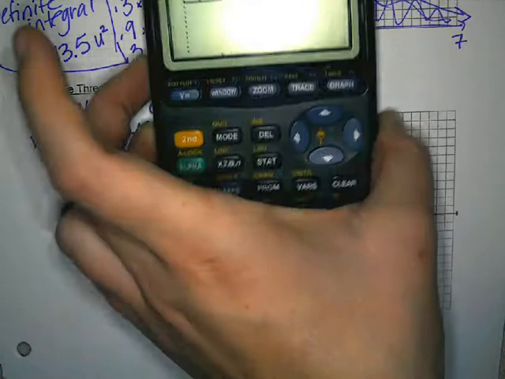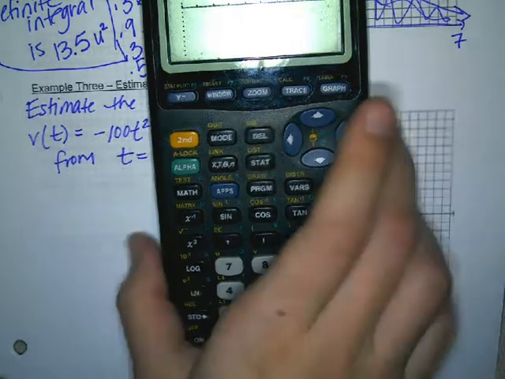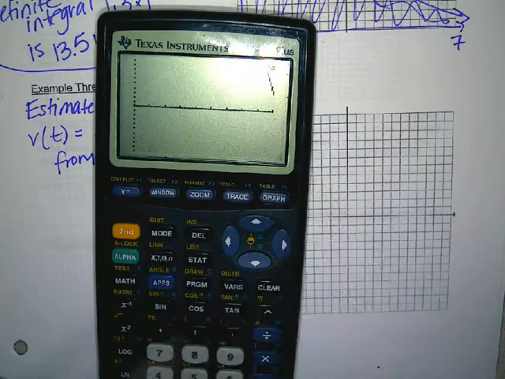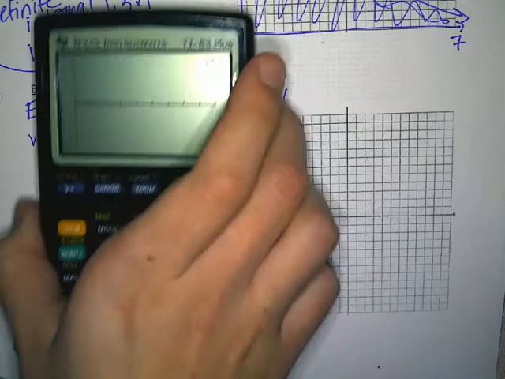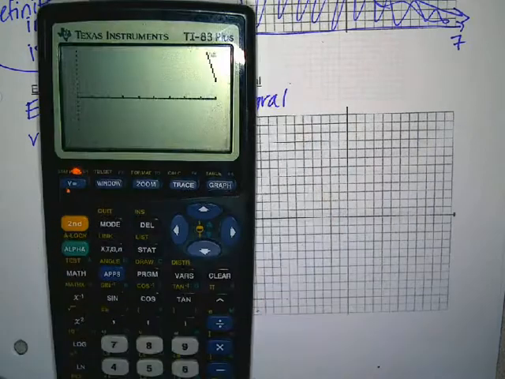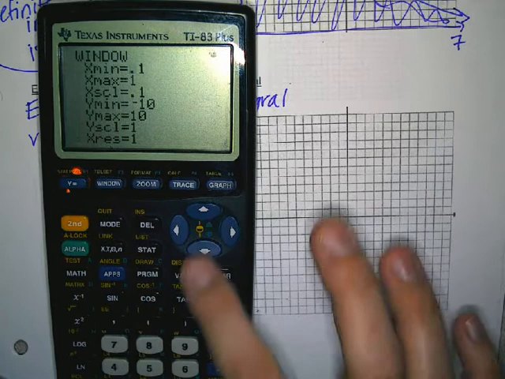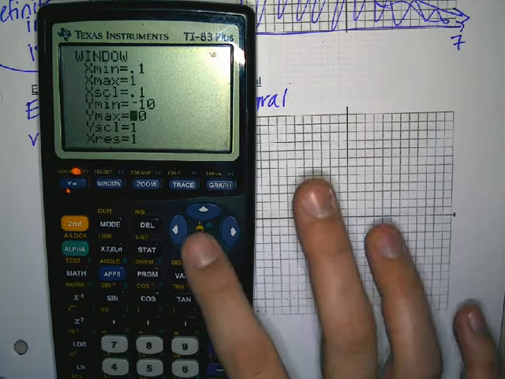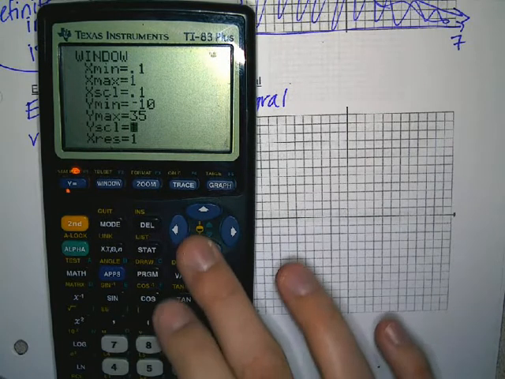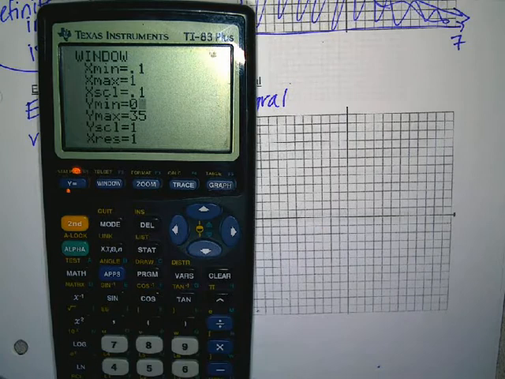Now, this is the graph that I have initially. Does anybody have a good window? Sophie? I did my X min 0.1 and my X max 1, and then I did my Y max 35. My Y minimum, 0.